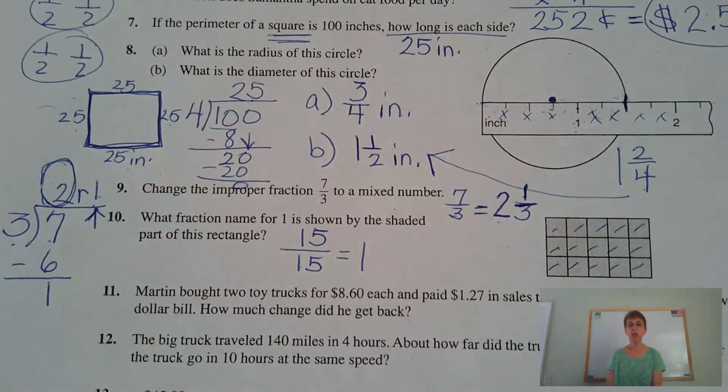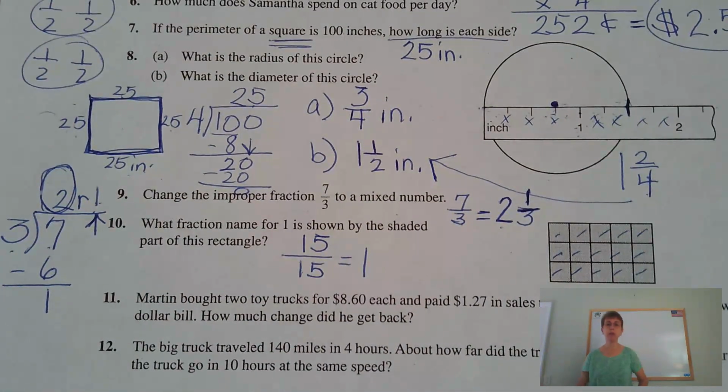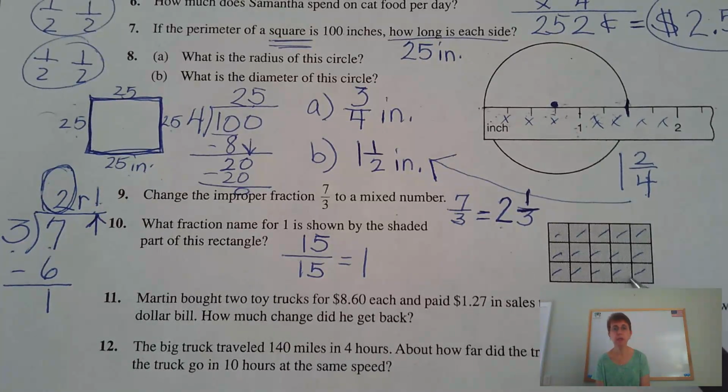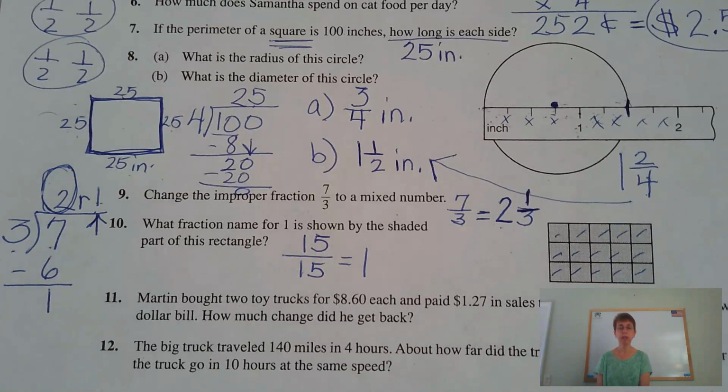Remember that fraction names for 1 means the numerator and the denominator need to be the same. 15 15ths are shaded in. In other words, you have 15 little squares, all 15 are shaded in. It means the whole rectangle is shaded in.